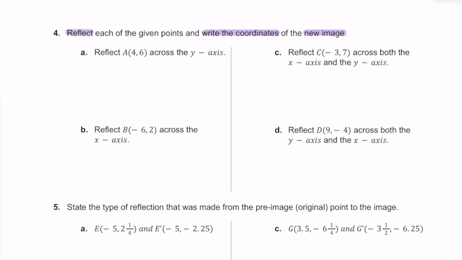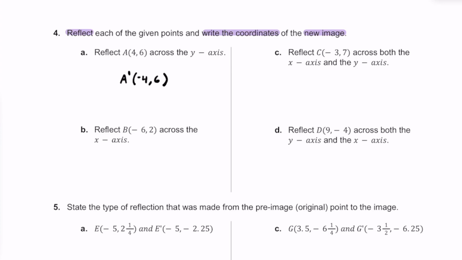Now remember, when you reflect things across the y-axis, then the image is always going to have the opposite x value. So the image for A, or A prime here, is going to be negative 4, positive 6. All right, so that's across the y-axis. Feel free to sketch this out if you'd like to see it a little more clearly, but every time you flip across the y-axis or reflect, the x values or x coordinates are going to be the opposite value.